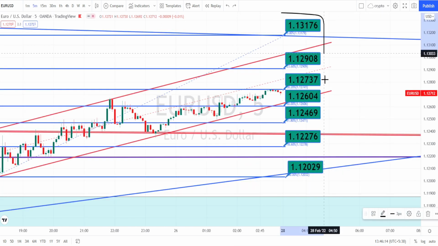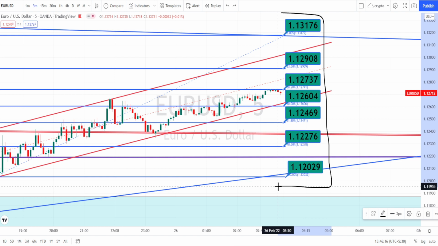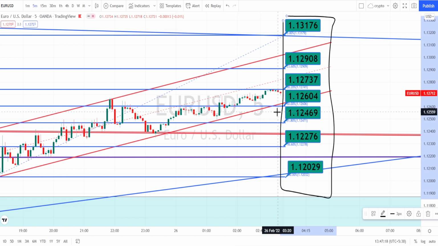So these are all the support and resistance levels in the 5 minutes time frame, and these ranges are only reference levels. Please analyze the trend and the resistance level before entering your trades.